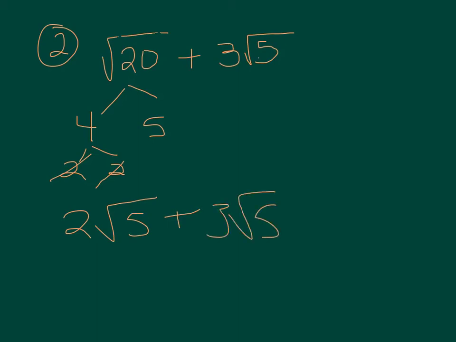Now you notice the radicals are the same. So 2 plus 3 is 5, square root of 5 is the answer. Okay, so radicals have to be the same. You always have to simplify.